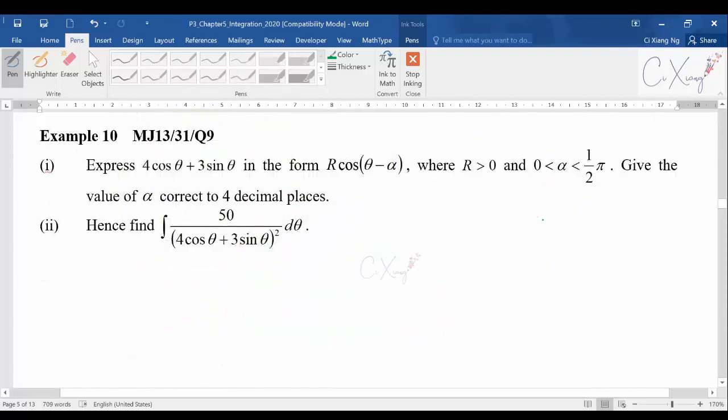So the last example for this video. Okay. So for example 10, this is another pattern. They ask you to express 4 cos theta plus 3 sin theta in this form.